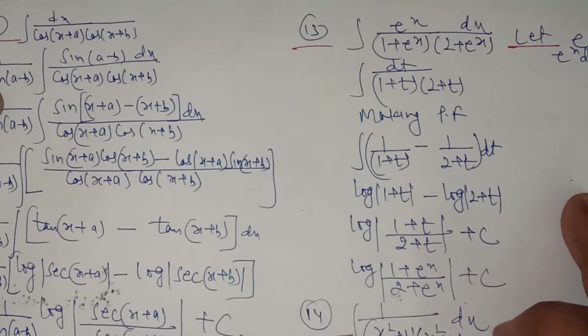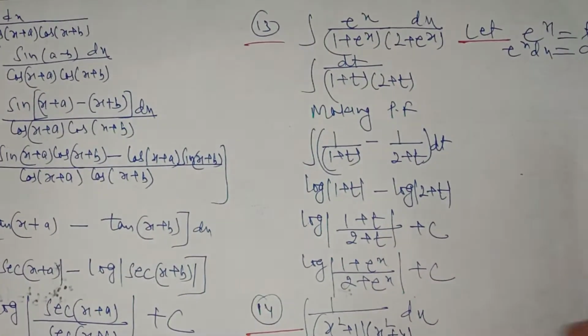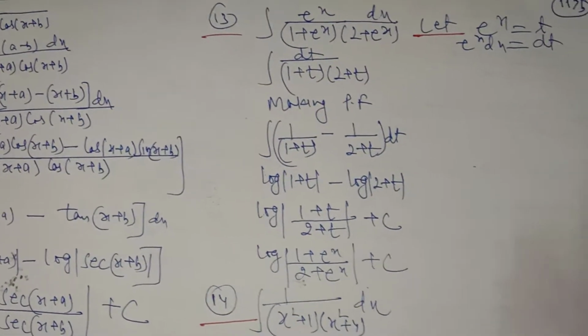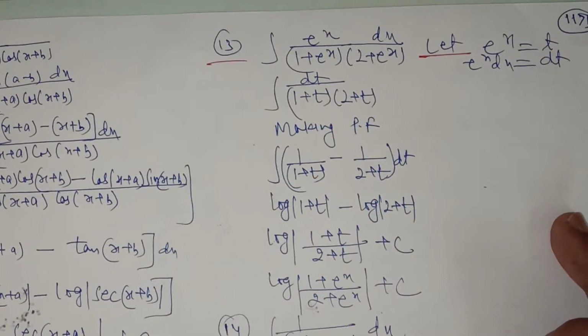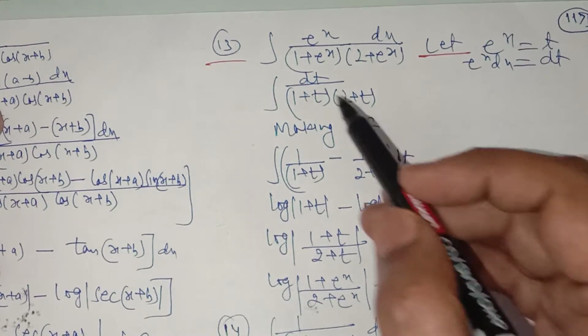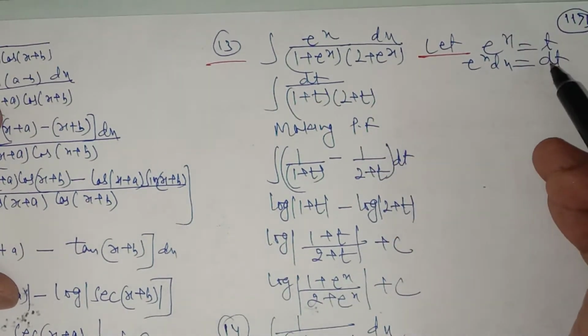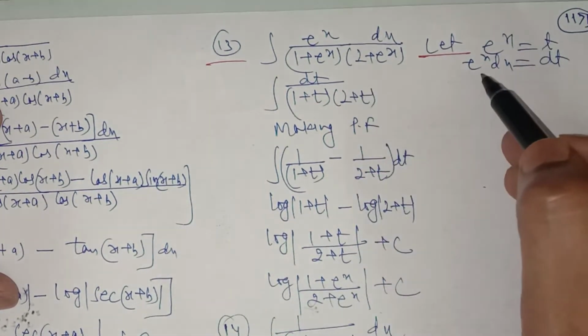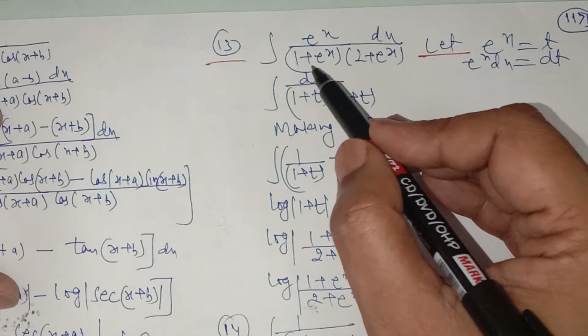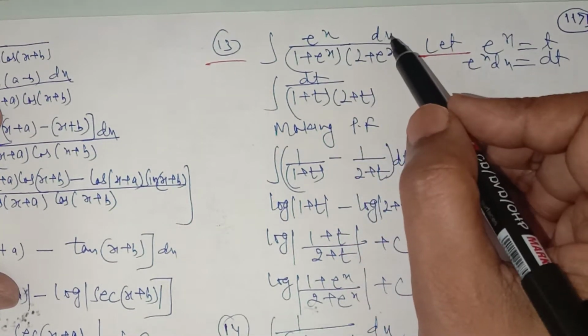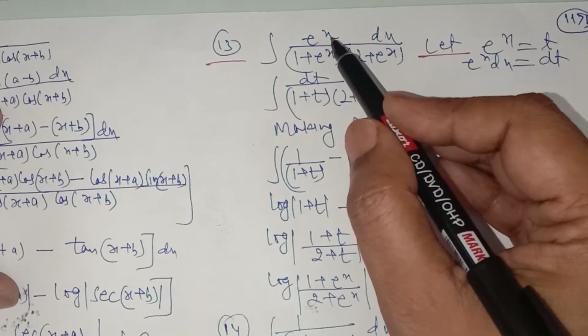Question number 13 is also easy. When you let e to the power x equal to t, this e to the power x in the numerator will be cancelled out. So let e to the power x equal to t, so dt = e to the power x dx. Then we have (1 plus t)(2 plus t), and when you replace the value of dx, this e to the power x will be cancelled out.